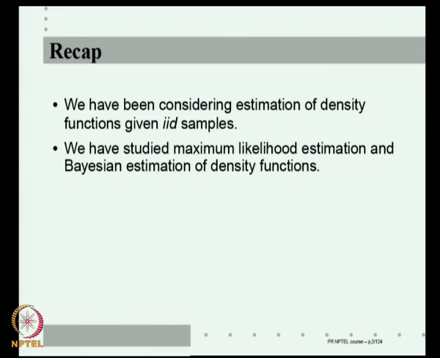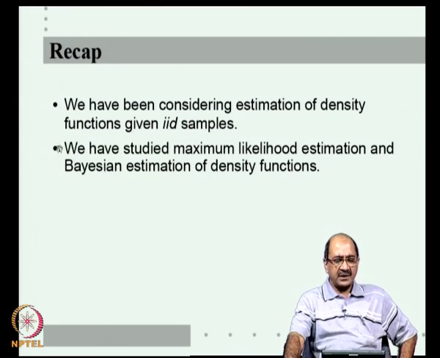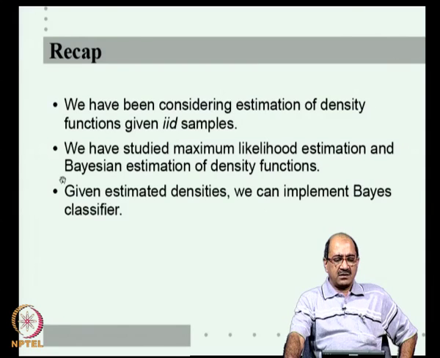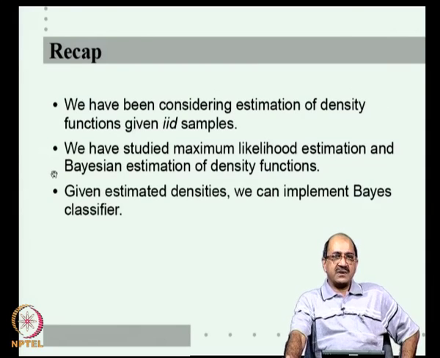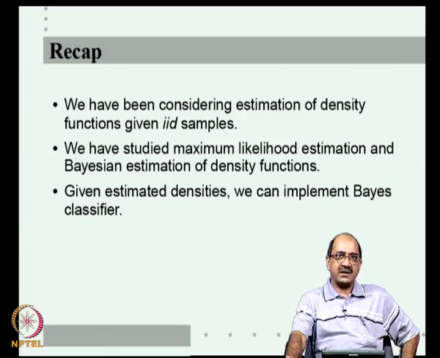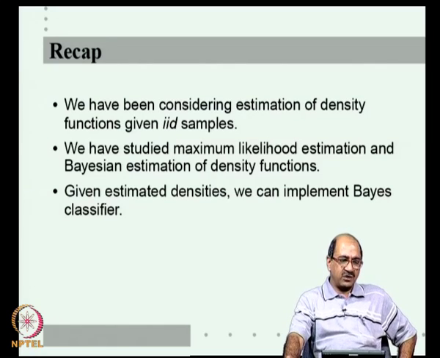We have seen basically two methods of estimation. One is maximum likelihood estimation, and another is Bayesian estimation. In each case, we have seen how one derives these estimates and also seen many examples. The idea has been that given the estimated densities, we can implement the Bayes classifier. So, after seeing how Bayes classifier can be implemented, we have been spending all our time on figuring out how to estimate the class conditional densities, which were reduced to a problem of, from a particular density, if you are given IID samples, how do I get the parameters of the density.